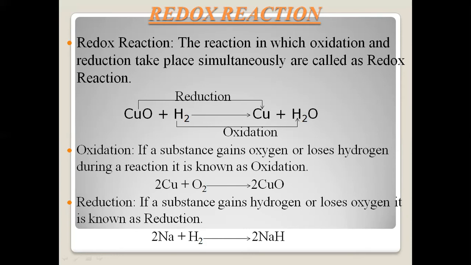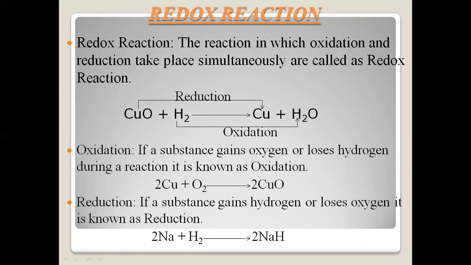Now, in a reaction, if both oxidation as well as reduction take place at the same time, it's called a redox reaction. For example, copper oxide reacts with hydrogen, and here copper oxide loses oxygen, so this reaction can be termed a reduction reaction. Hydrogen gains oxygen to form H2O. This reaction can be termed an oxidation reaction.